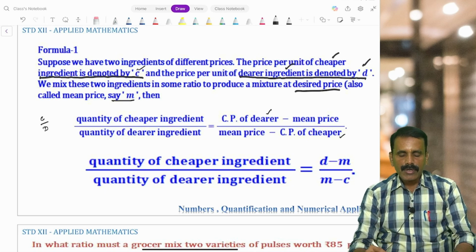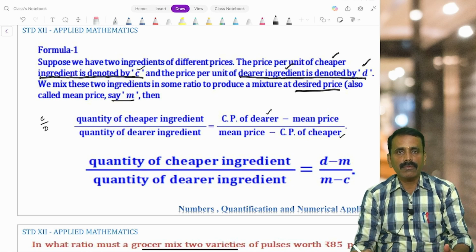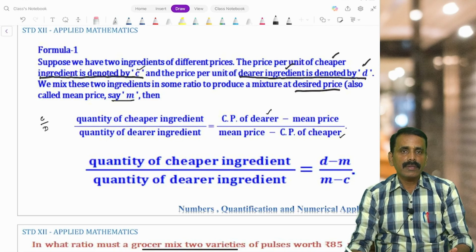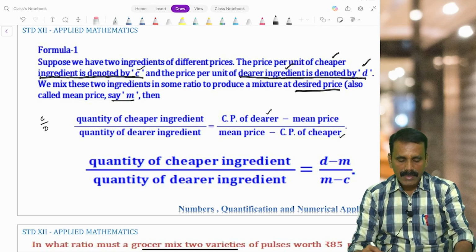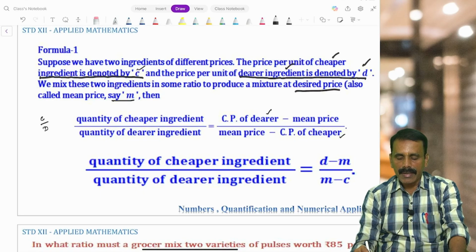So the ratio in which the two ingredients, the cheaper one and the dearer one, are to be mixed to get the mixture of the required cost is: quantity of cheaper ingredient divided by quantity of dearer ingredient is equal to D minus M by M minus C.